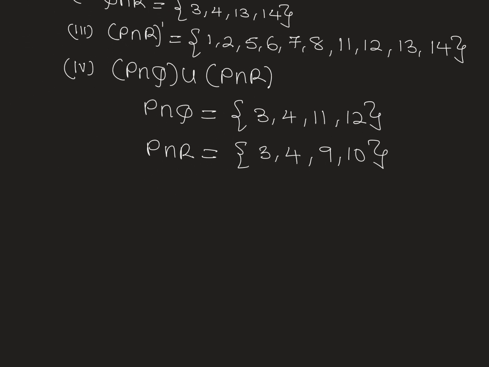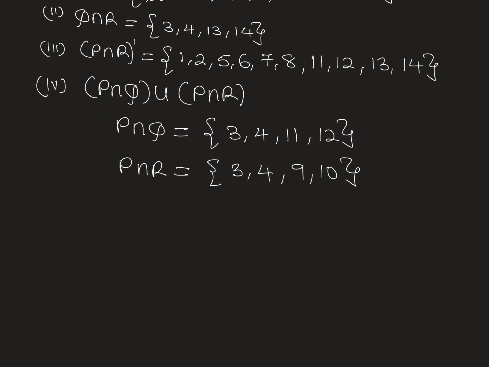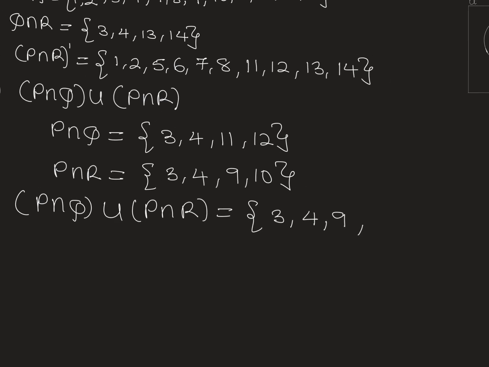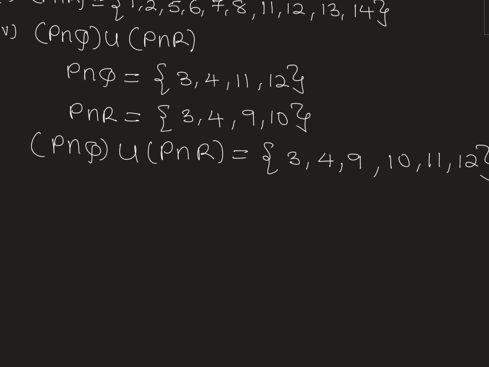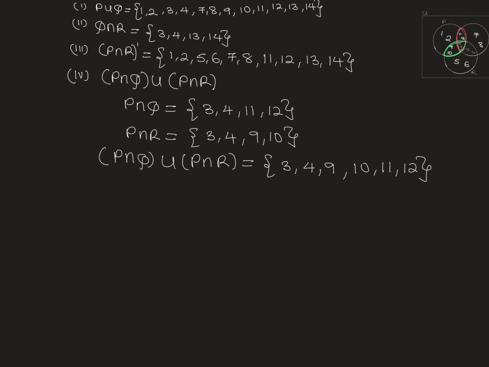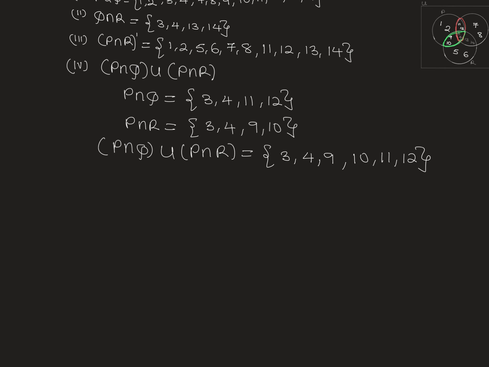So we are done. Union means you unite. So therefore, P intersection Q union P intersection R will be, what are the members? 3, 4, 9, 10, 11, and 12. All right? So that is the answer.